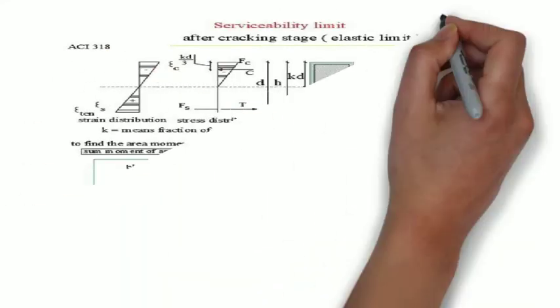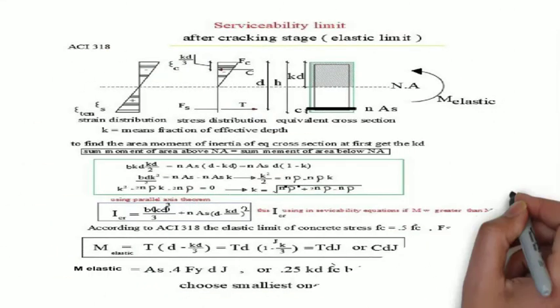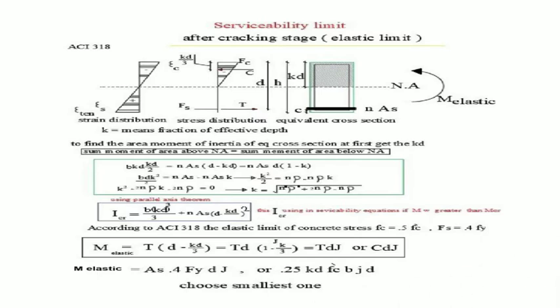As you can see, the part above the neutral axis has height KD, where K is a fraction of D, and D is the effective depth of the cross section, the distance from the top fiber of the cross section to the center of the rebar. Also, the strain distribution is linear. To find the K value, we use the method of summation of moment of area above the neutral axis equals summation of moment of area below the neutral axis. So b times KD times KD divided by 2 equals N AS, where here we use N only because the concrete around the rebars is negligible, times D minus KD.